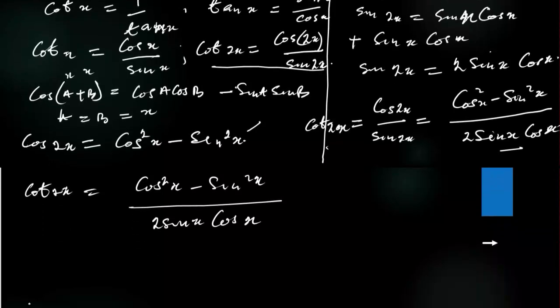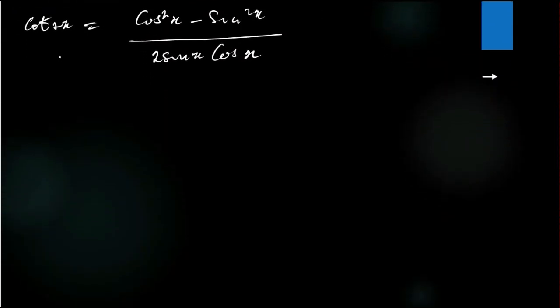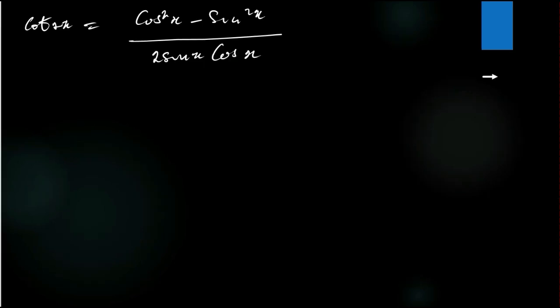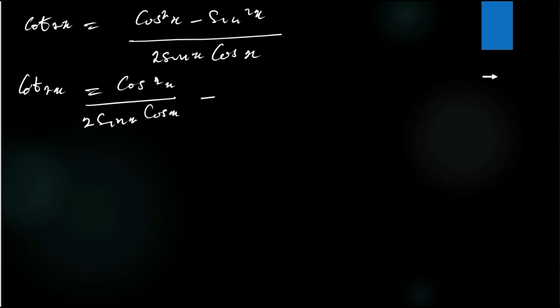Let's take another slide. Now I have simply rewritten this from my equation. If you look at it carefully, this is cot 2x is equal to cos squared x minus sine squared x over 2 sine x cos x. I can break this down to look like this. Cot 2x will now be equal to cos squared x over 2 sine x cos x minus sine squared x over 2 sine x cos x.